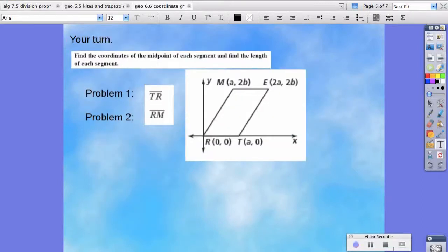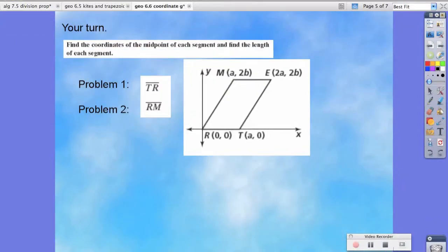Now it's your turn. Try problems 1 and 2. And I want you to post these problems to Edmodo. First they'll start, everyone else will just reply.